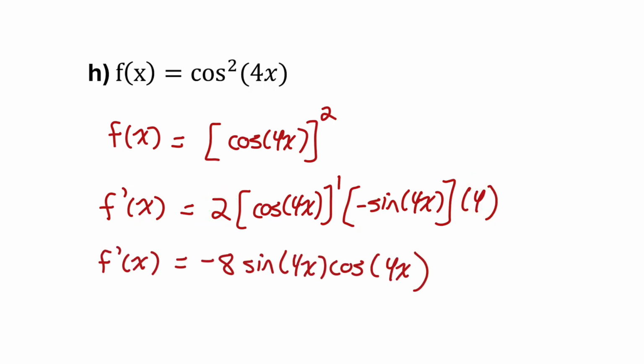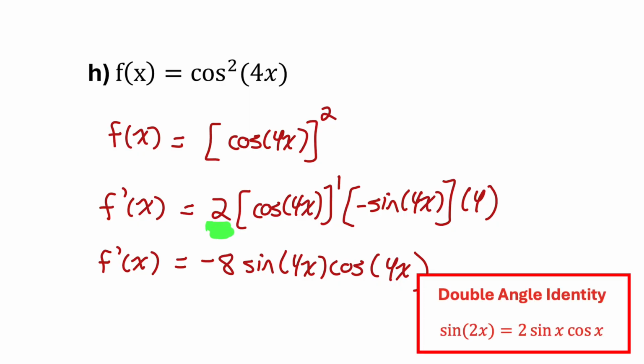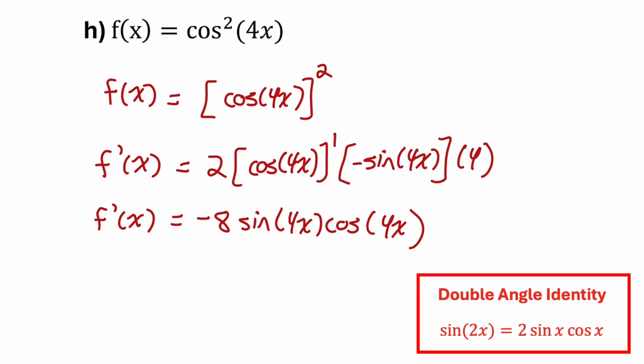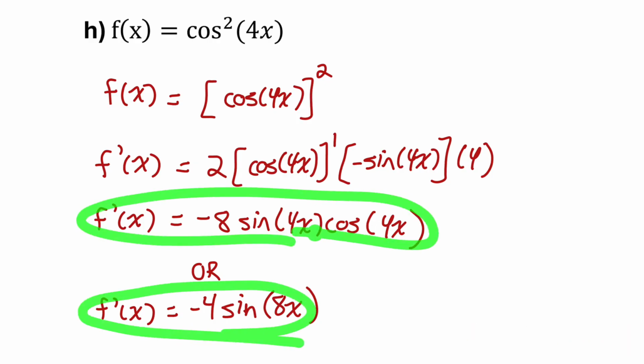But you may also recognize we have a double angle identity here. If you have 2 times sine of an angle times cosine of the same angle, you could combine those together to write them as sine of 2 times that common angle. So this negative 1 and 4 would stay, making a coefficient of negative 4. But this 2 times cos of 4x times sine of 4x, using a double angle identity, I could rewrite all of that as sine of 2 times the angle of 4x. So 2 times 4x is 8x. These two expressions are equivalent and either would be accepted.